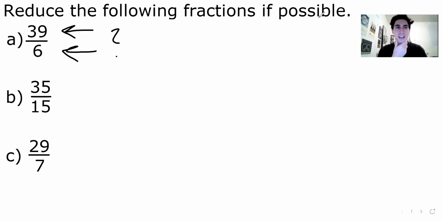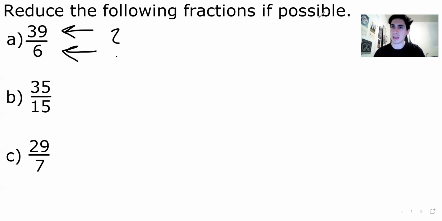So 39, just by looking at it, it doesn't look like it's divisible by 2 because it doesn't end in an even number. Is it divisible by 3? Anybody remember what the rule for divisibility is, the property for the number 3? If the sum of the digits of your number are divisible by 3, then the number itself is divisible by 3. So 3 plus 9 together is 12.